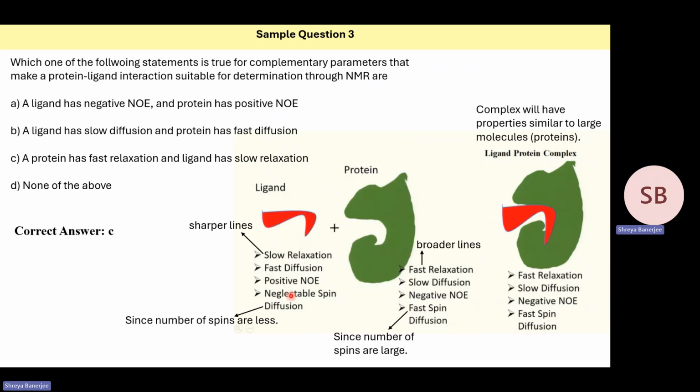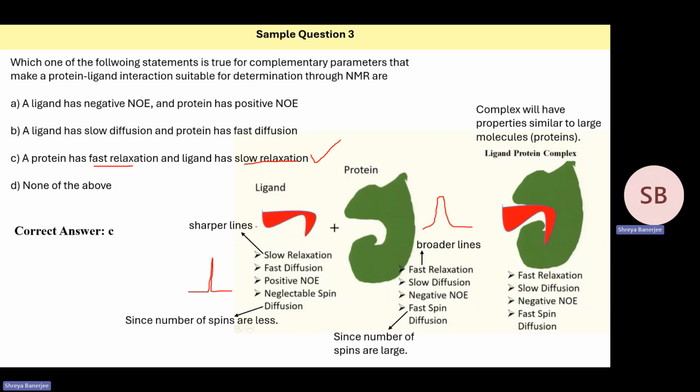we saw in this class also that the NMR observables of the ligand and protein are completely different, and the protein and ligand-protein complex are similar because they have similar sizes. So because a ligand has small size, the relaxation of ligand will be slow and ligand will have sharp lines. But the protein, because of its large size, the relaxation will be fast and it will have broad lines. A protein has fast relaxation and a ligand has slow relaxation. So that is correct. What about the other things?